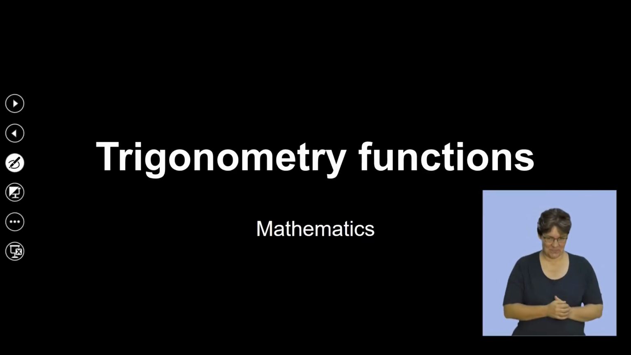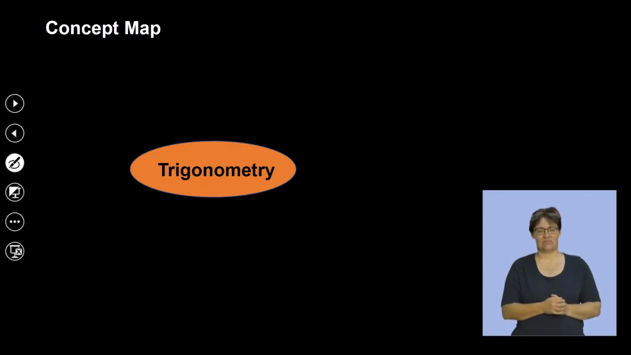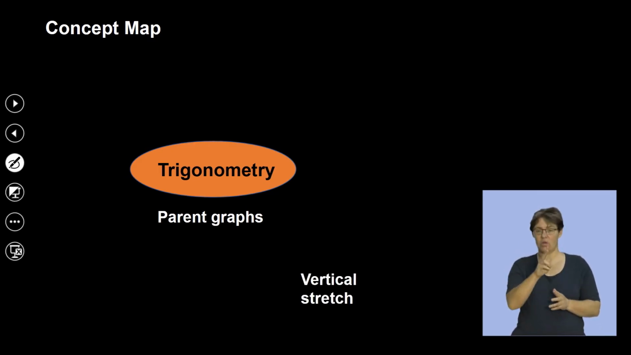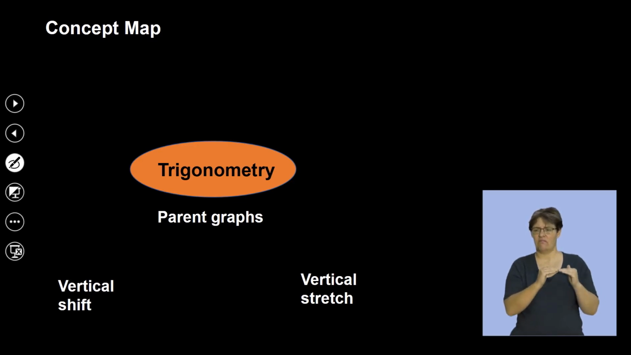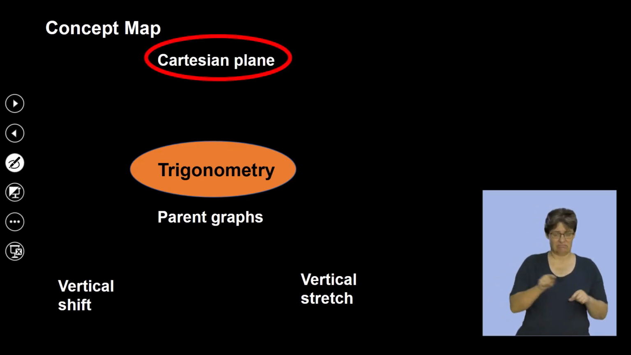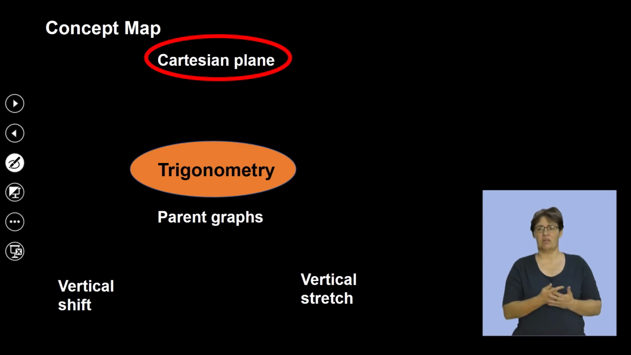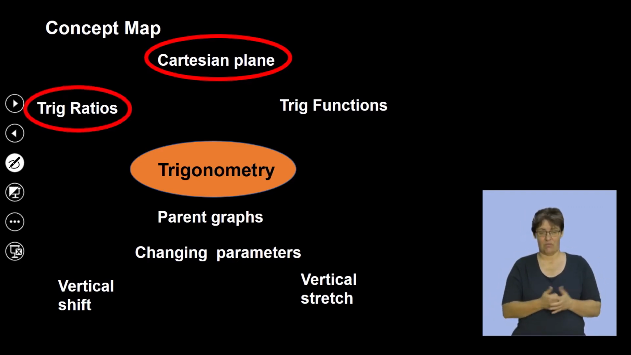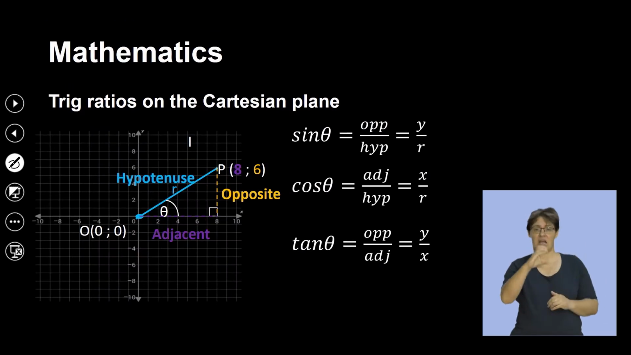So let's have a look at this. Remember, we always start with our concept map. We're going to look at what we call the parent graphs. There's going to be a vertical stretch of that and a vertical shift. Those are two different things. And then there's going to be what we call a Cartesian plane, where we're going to look at some trig functions and also some trig ratios. But for now, we're looking at the Cartesian plane and the trig ratios.